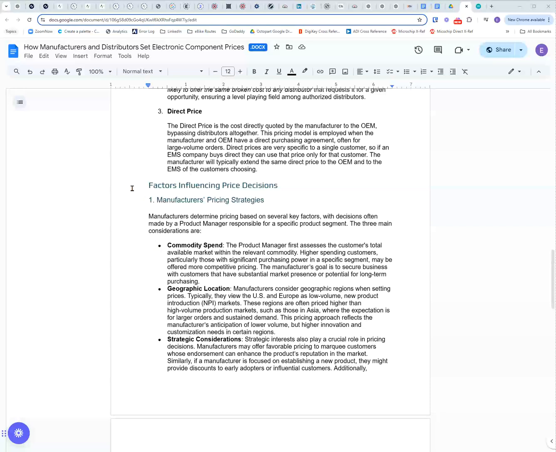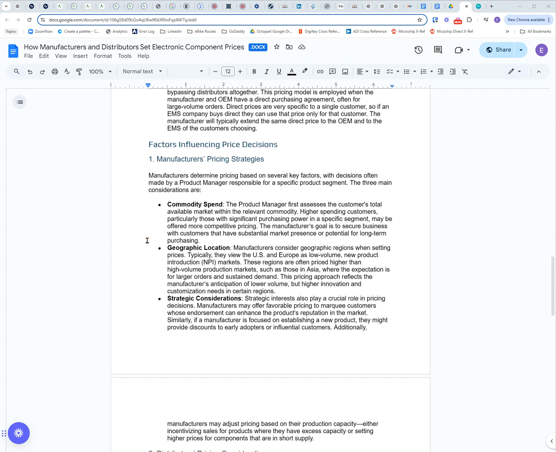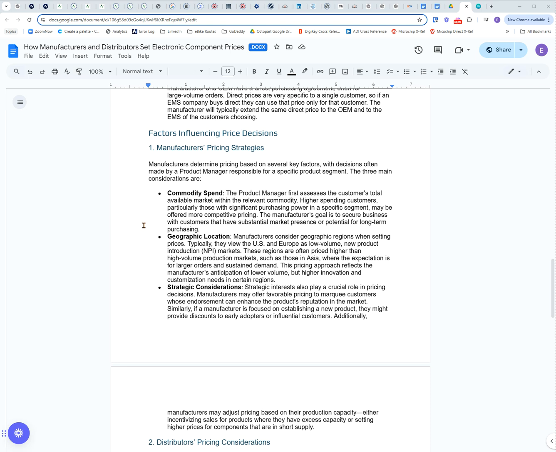So now we come to what factors actually directly influence the price decision. So with that understanding, let's talk first about the manufacturer's pricing strategy. They're going to determine, and now this of course assumes that they're wanting to extend a broken cost to you, in that circumstance, there are three main things that they're looking at in the customer and judging.